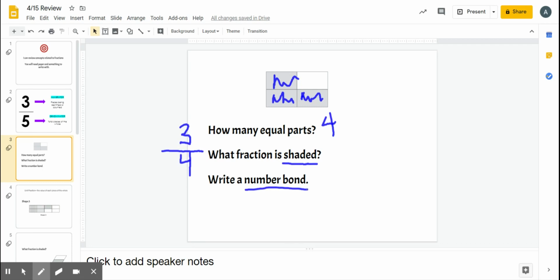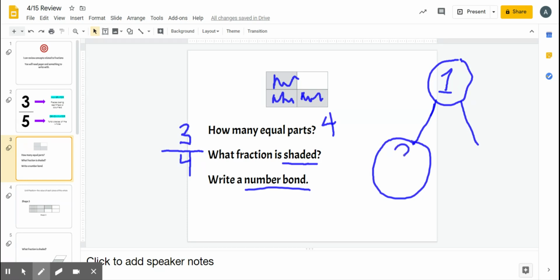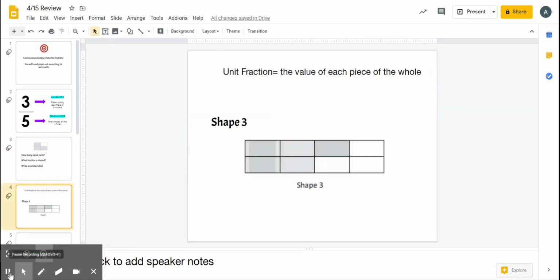Now, when we go to write our number bond, we know that a whole is equal to 1. So our 1 is going to be our whole, and we need to break it up into the parts that are shaded and unshaded. Because we already answered the following question, we know that 3/4 of this shape is shaded, and we need 1 more fourth to equal 4 pieces. So there's our number bond for this shape.